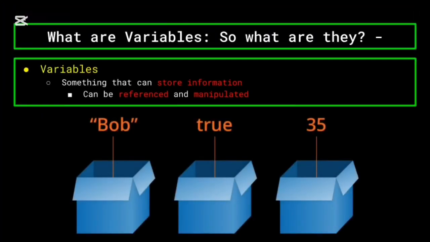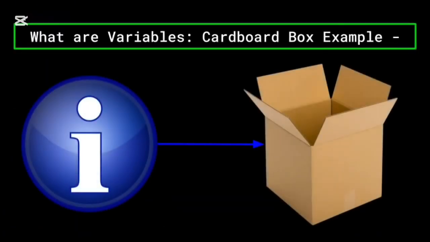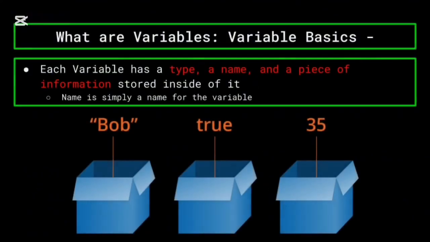A variable is simply something that can store information and can be referenced and manipulated. Think of variables like a cardboard box. Cardboard boxes serve as a means to store items in them, which can be changed out, replaced, and modified. Variables are like cardboard boxes that store information for the programmer to reference or manipulate.